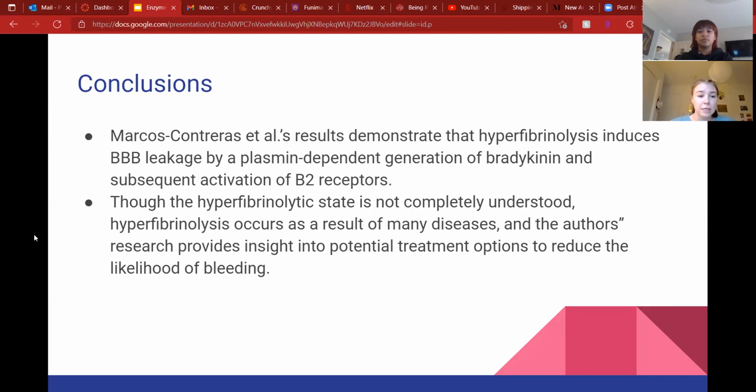So these researchers concluded that hyperfibrinolysis induces blood-brain barrier leakage by a plasmin-dependent generation of bradykinin and subsequent activation of bradykinin B2 receptors. And though the hyperfibrinolytic state is not completely understood, hyperfibrinolysis occurs as a result of many diseases, and the authors' research provides insight into potential treatment options that can reduce the likelihood of bleeding after injury or stroke.